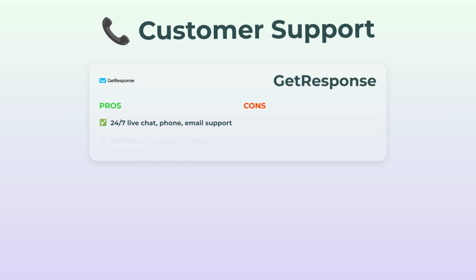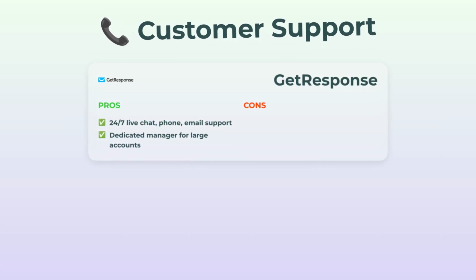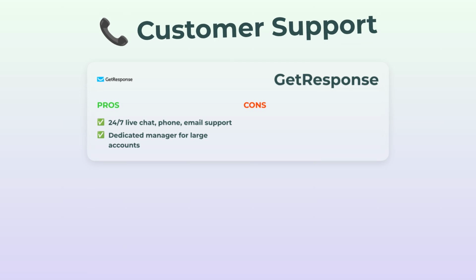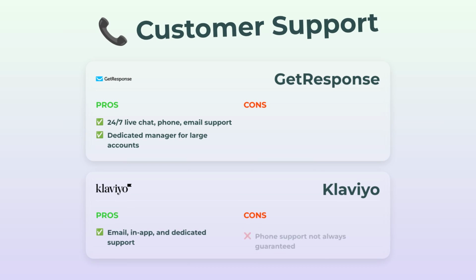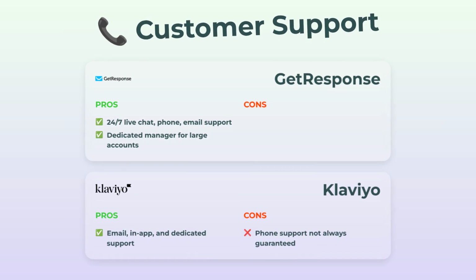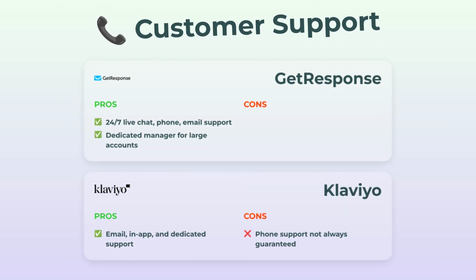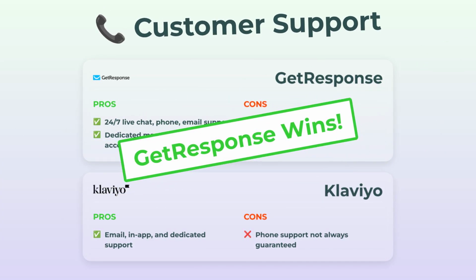Customer support. GetResponse rolls out the red carpet here. 24/7 live chat, phone, email, you name it. And for big accounts, you get someone dedicated to your case. Pretty sweet, right? Klaviyo isn't bad at all. You get support by email, in-app, even a dedicated rep for high rollers. But phone support isn't always a guarantee, so that's a little meh. When it comes to pure support, GetResponse edges out Klaviyo.